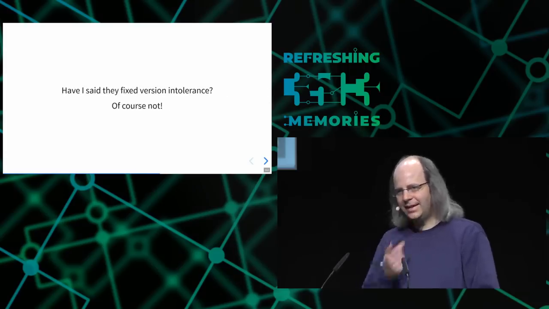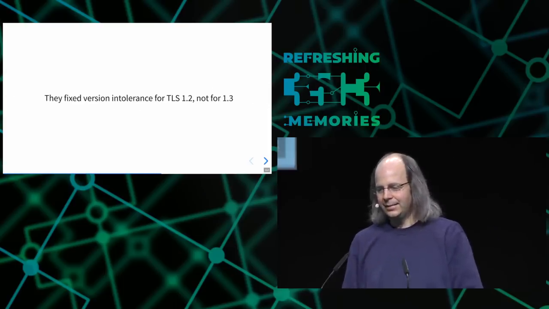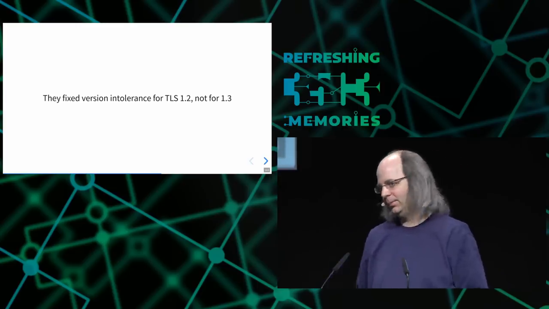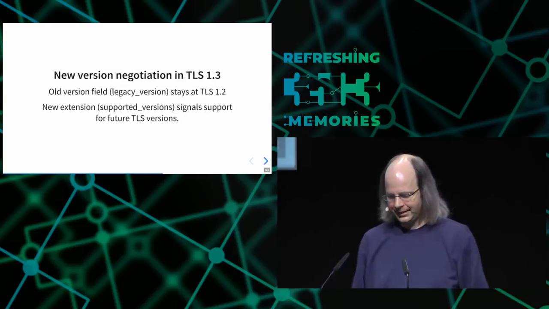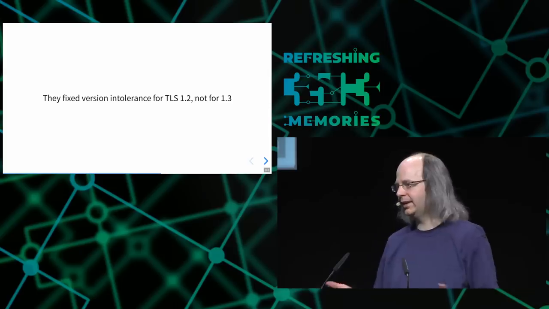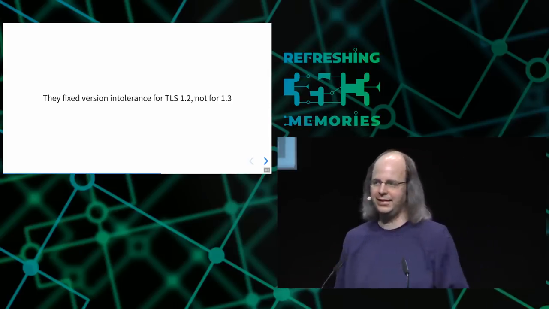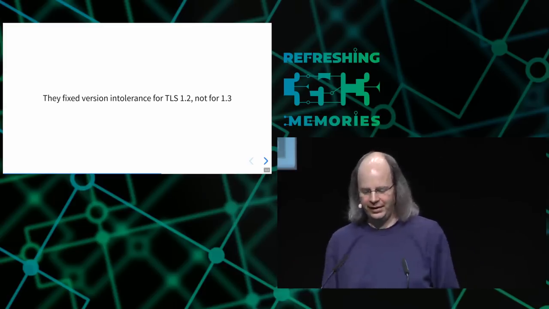Have I just said they fixed it? No, of course they have not fixed it. I mean, they fixed it for TLS 1.2, but of course they did not fix it for future TLS versions because they were not around yet. So with TLS 1.3, we would get version intolerance again and breaking servers and would have to introduce downgrades again. And all the nice security would not be very helpful.